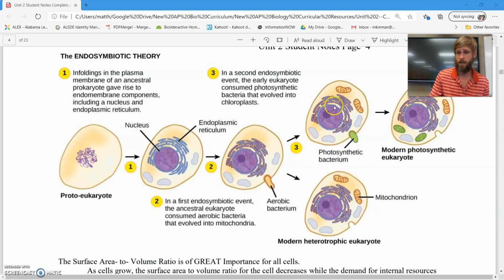Same thing for this diagram. We have our aerobic bacteria that give rise to our mitochondria, but then we have a photosynthetic bacterium, kind of like the cyanobacteria that we talked about before, could photosynthesize light into energy, and then they begin living in a symbiotic relationship and become the plant cells that we see today.